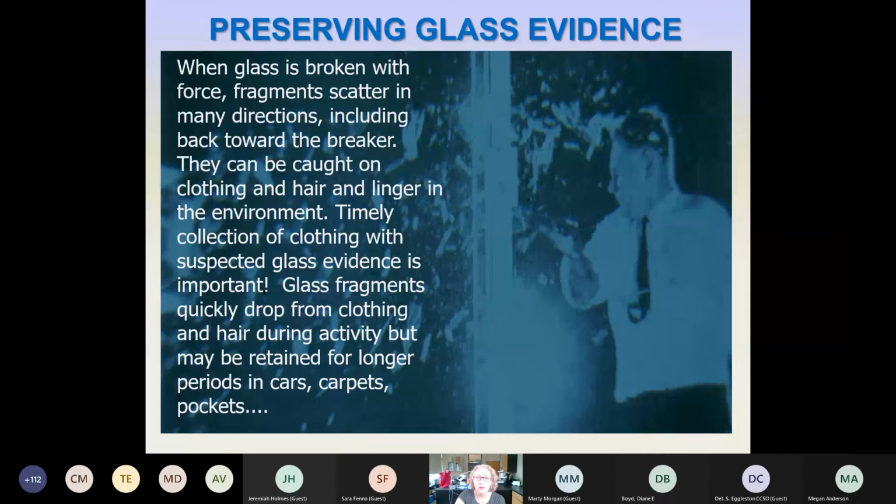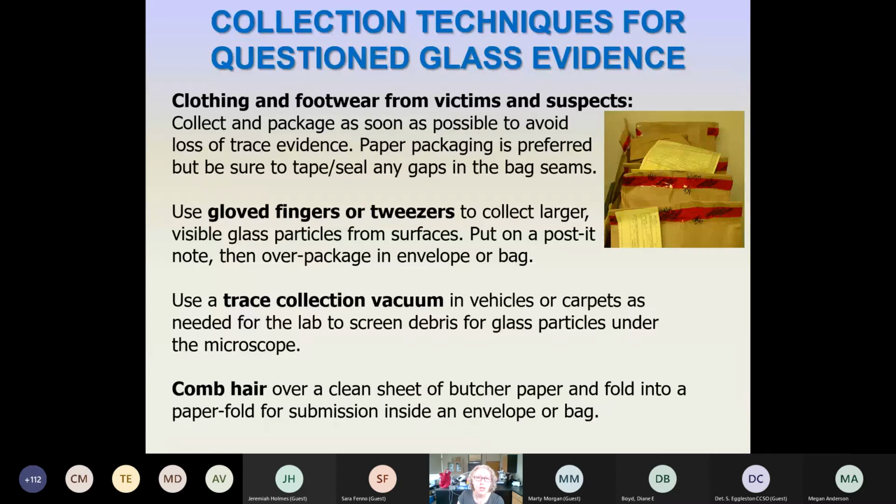And that's what we want to look for in collecting the evidence glass, the question glass, to compare with our standards. So what we ask from you is if it is garments that need to be screened or footwear, collect and package those as soon as possible to avoid loss of any trace evidence. Because they may have biological evidence on them as well, go ahead and package them in paper.